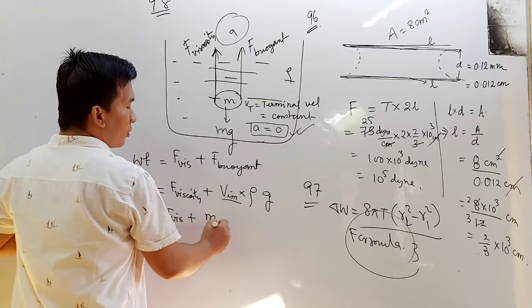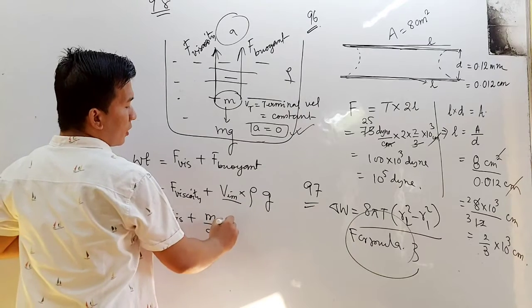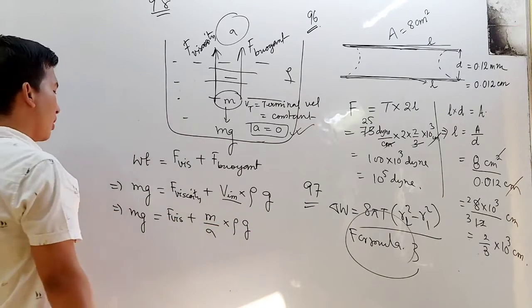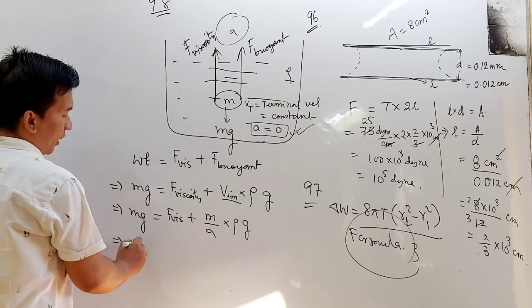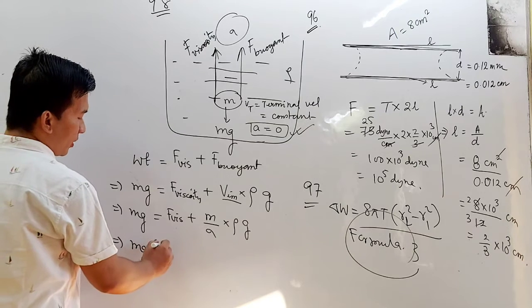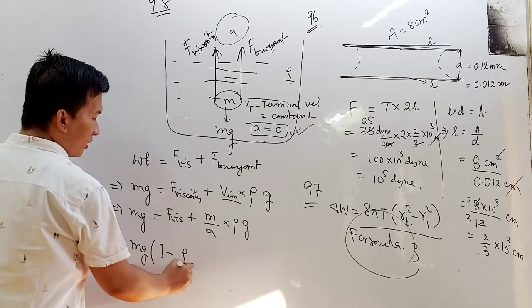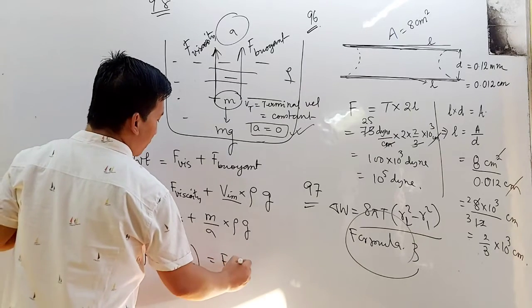What is the mass of the object? This is m. What about the density? This is rho for the liquid and this is sigma for the object, so the buoyant force is V rho g, which is m over sigma times rho g. If we take mg common, this term is transferred to this side. We have mg taken common, and this will be 1 minus rho divided by sigma, and this is equal to F viscosity. Finish.